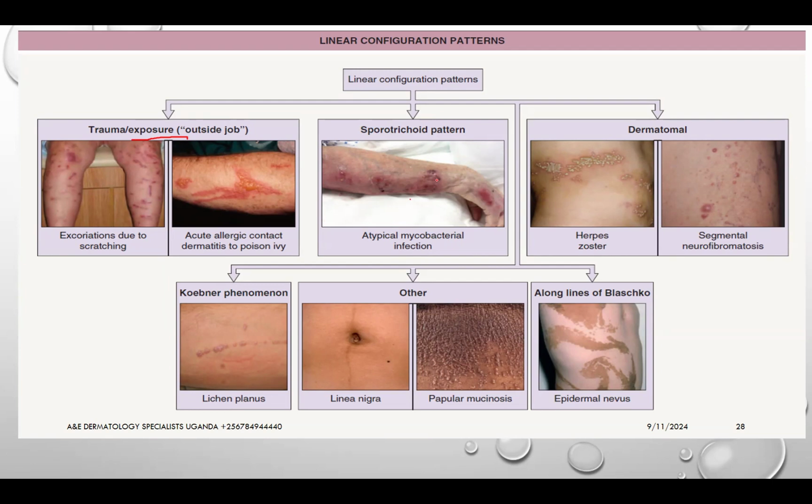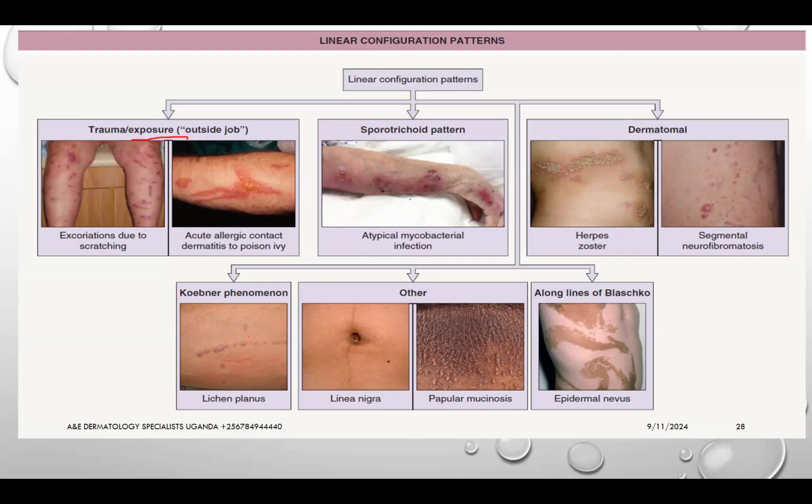And then also we have other patterns. For example, herpes zoster will follow along the dermatome, maybe C1, C2, C3, and so on, and that is the dermatomal configuration pattern. And it can also be segmental, like in a particular section of your body. For example, in neurofibromatosis, the segmental type, I think that is like neurofibromatosis type 5. Then we have others, for example linea nigra, which follows a very straight line along the midline of your body, along the abdomen.